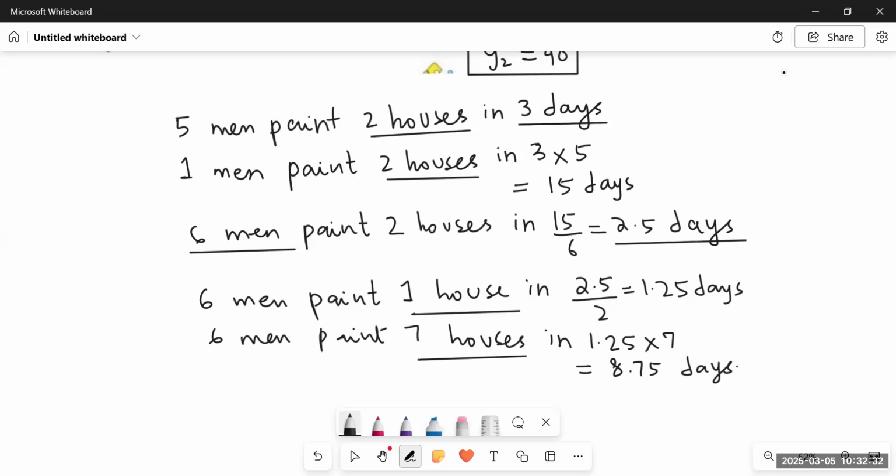inverse. So in this case, if 6 men have to paint only 1 house, they will take half the time. That is, if the number of houses is reduced, the number of days would be reduced. If the number of houses is increased, the number of days would be increased. So we can say that there is direct proportion between houses and number of days, but there is inverse proportion between number of men and number of houses, or number of men and number of days. This is how you have to solve these types of questions.